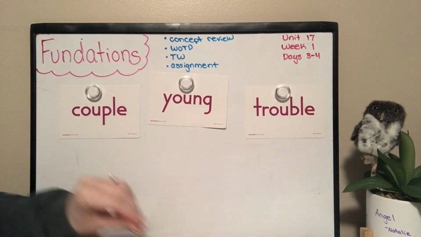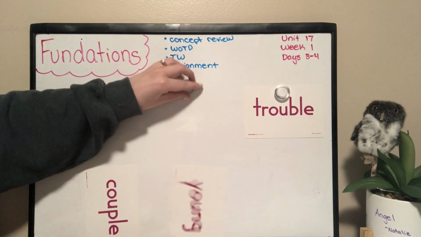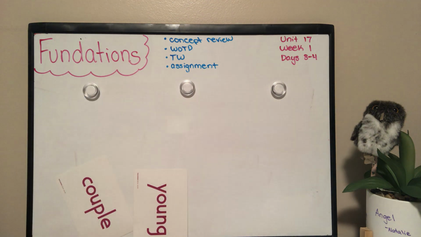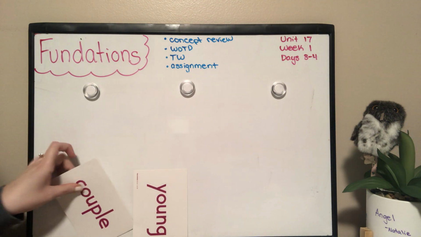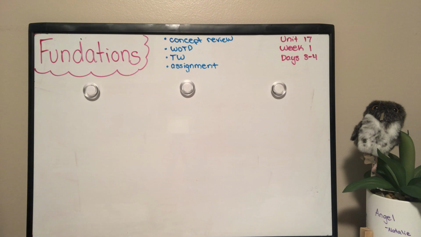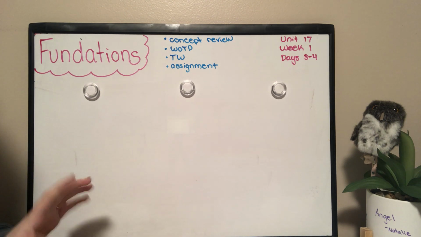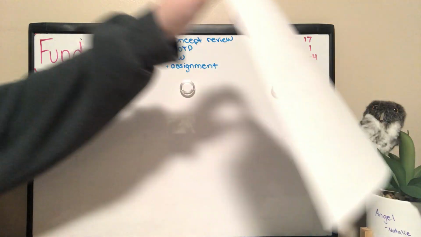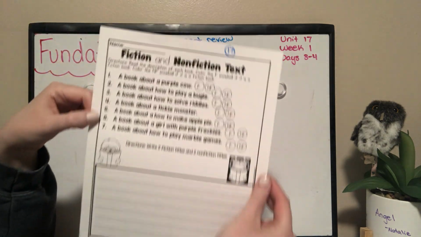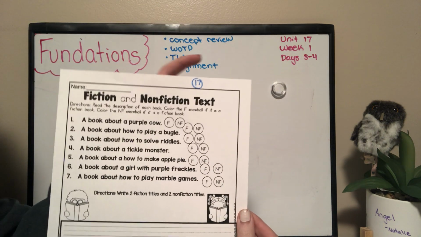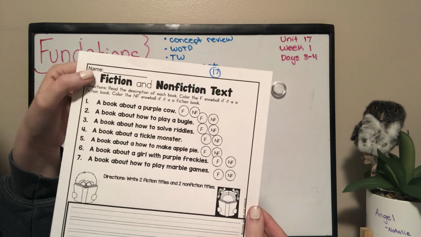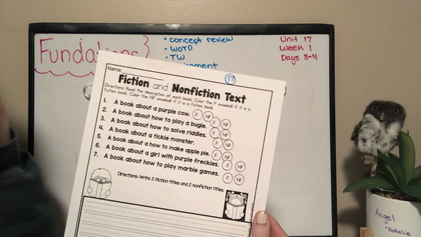Your 3 new trick words are on your paper. And we are going to go ahead and talk about today's assignment. I know it's kind of a really quick Fundations lesson today. It's going to be like 11 or 12 minutes instead of our usual 15, 16, 17 minutes, but that's okay. Make sure if you are working from a packet, this has the 17 in the corner. We are going to be working on fiction and nonfiction text again, okay?